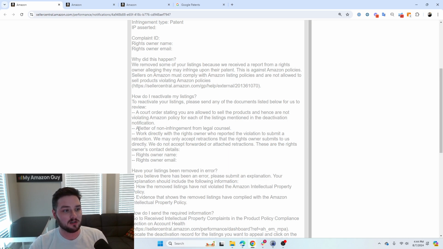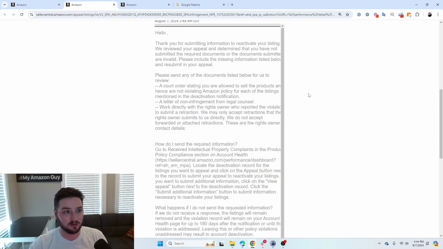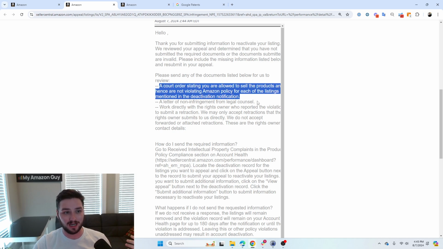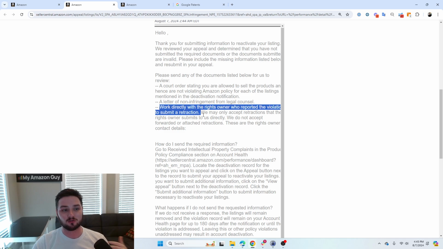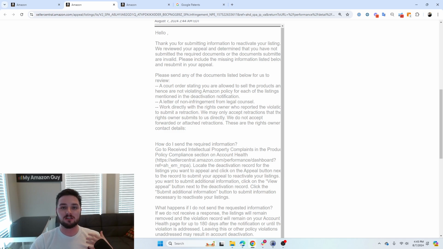Now, let's say you submit this letter of non-infringement from legal counsel, which we did over here. It's going to give us essentially the verbatim typical Amazon response. They're essentially going to want to send more documentation. Again, they're going to ask for the court order. They're going to ask for the legal counsel again, even though you already sent it, and to work directly with the actual rights owner.